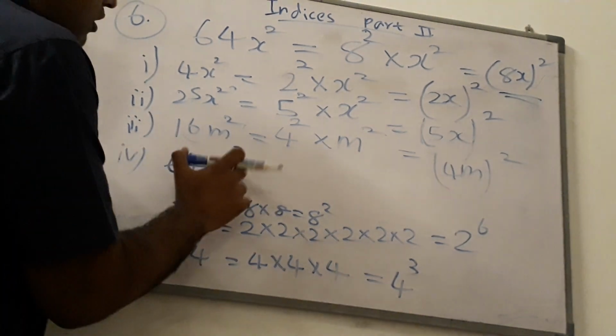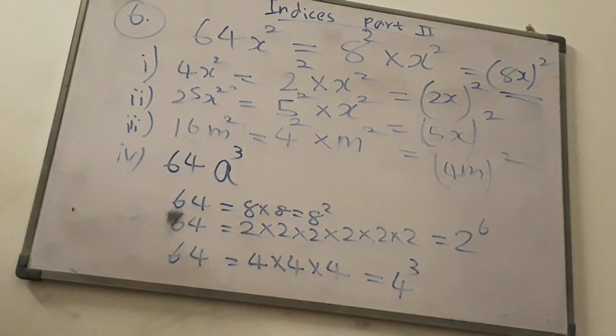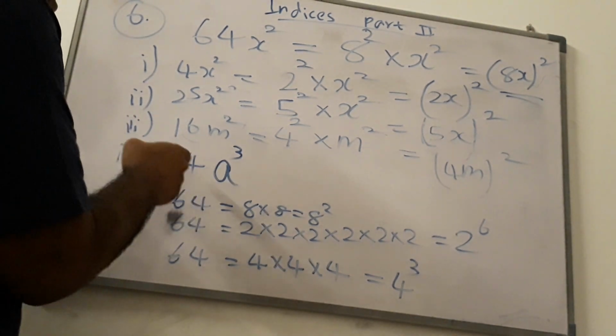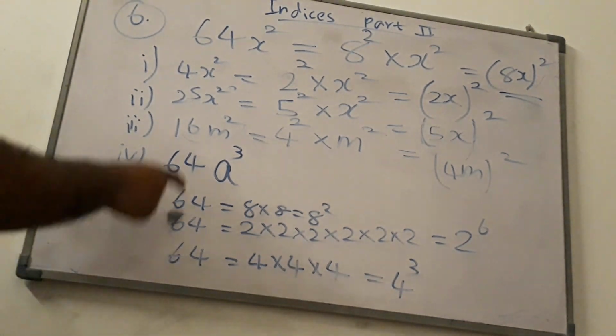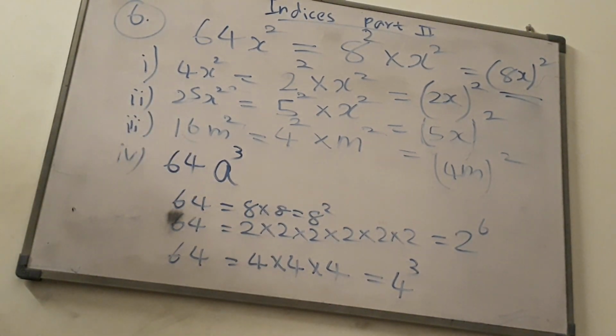Okay, here the index form of AM is 3. So what I am going to do is I am going to mark 64 as a power of 3. Rather than writing 64 as 8 squared or 2 to the power 6, we can make it as 4 to the power 3 or 4 cube.